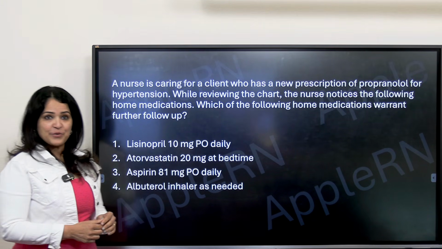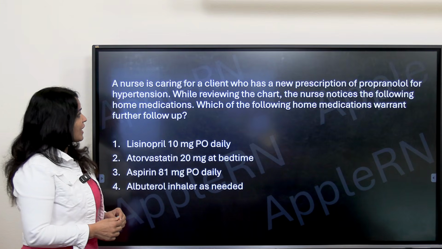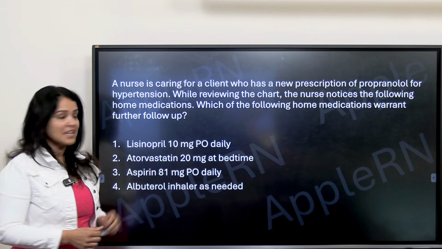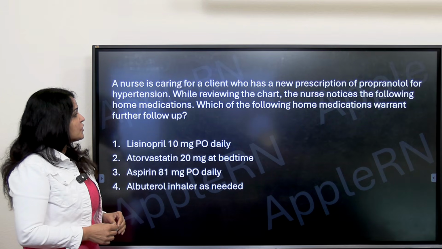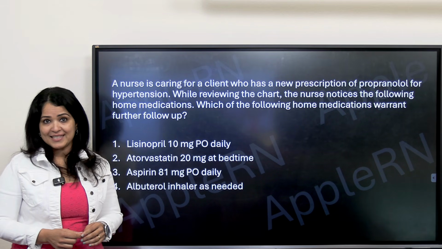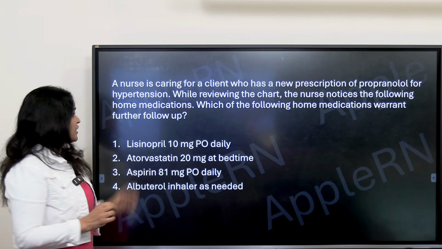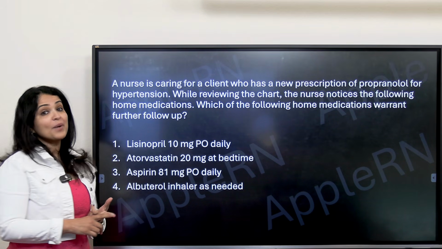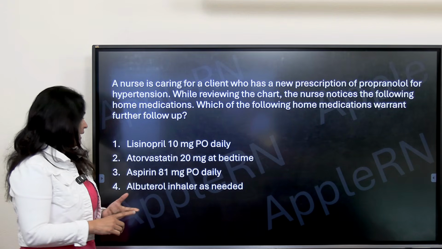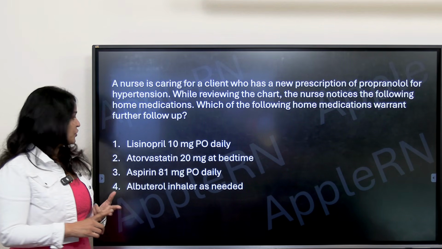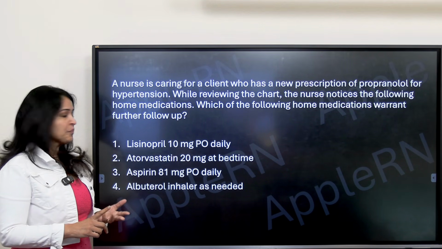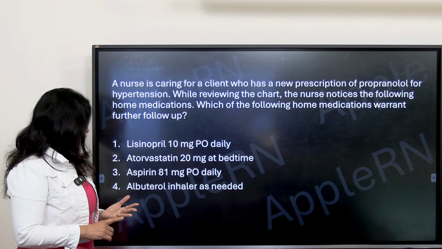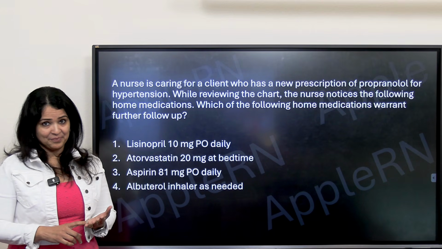So this is going to be the first one. A nurse is caring for a client who has a new prescription of propranolol for hypertension. While reviewing the chart, the nurse notices the following home medications. Which of the following home medications warrant further follow-up? Number 1, lisinopril 10 milligram PO daily. Number 2, atorvastatin 20 milligram at bedtime. Number 3, aspirin 81 milligram daily. And 4, albuterol inhaler as needed.